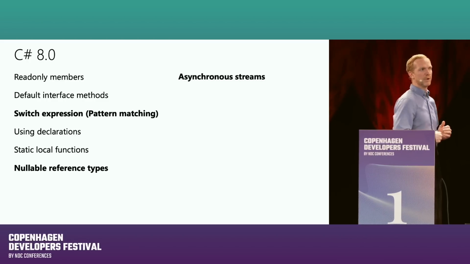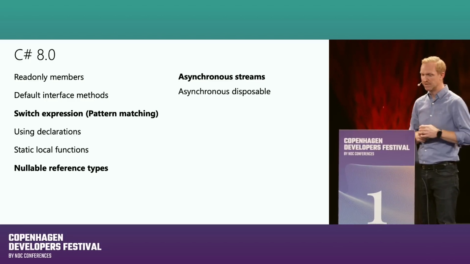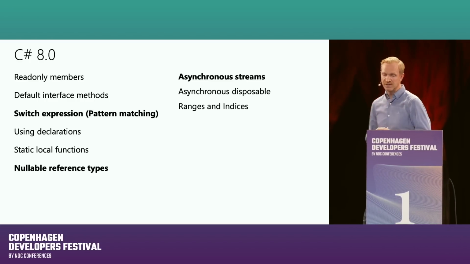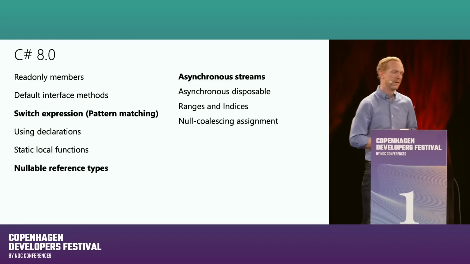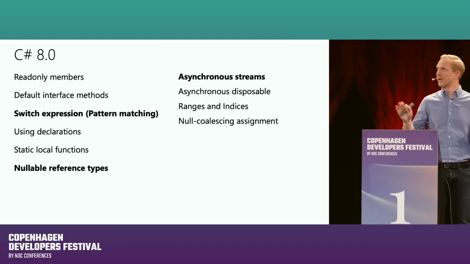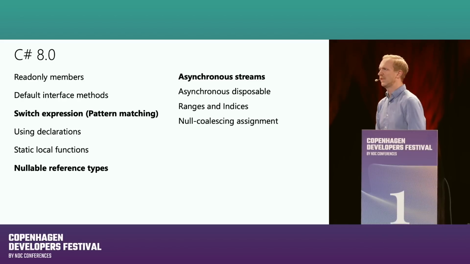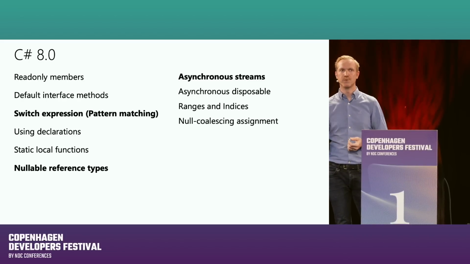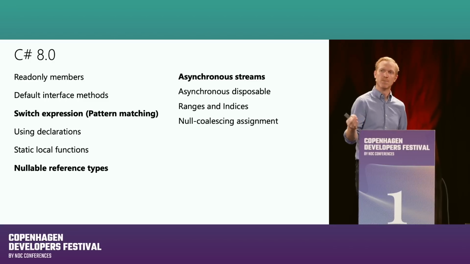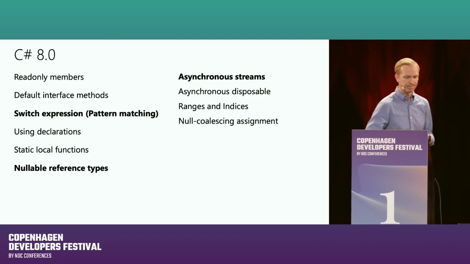We also got a way for us to work with streams of data, disposables for asynchronous programming, ranges and indices, and null coalescing assignment. So being the 8th iteration of the language, we're not going to be looking at all of these features, but there's still quite a lot that's been added to it. And we'll continue to see more and more features added to C#.